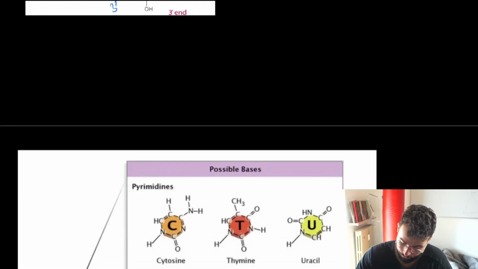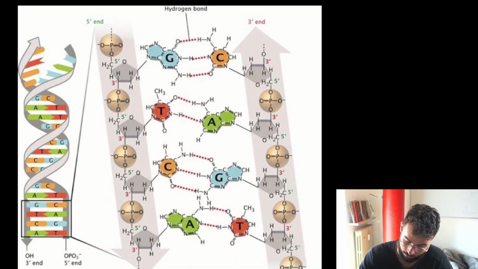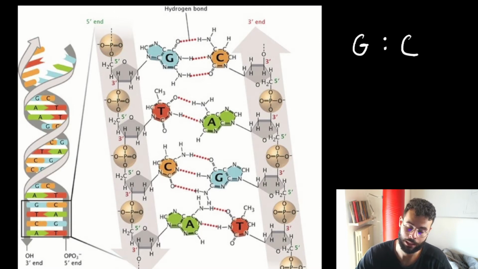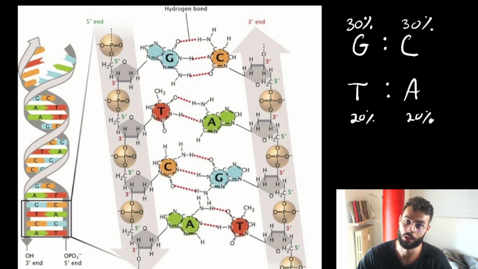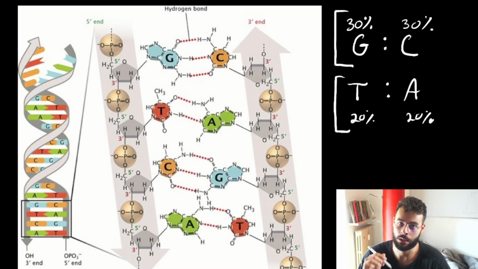We saw that guanine was in the same ratio with cytosine in DNA, and we saw that thymine was always in the same ratio with adenine. So if we have 30% of the DNA molecule that we analyzed in the lab being guanine, we also had 30% cytosine. And then, in order to complete to 100%, we have 20% of thymine and 20% of adenine. The ratio between thymine and adenine, and guanine and cytosine, were always equal and the same.